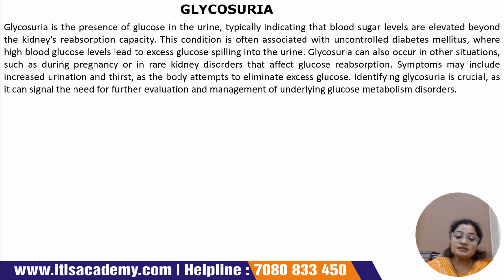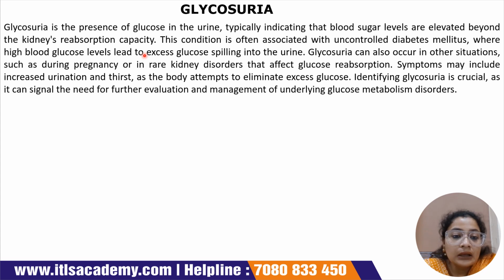Okay, and the next condition that we need to talk about is glycosuria. It is the presence of glucose in urine, typically indicating that blood sugar levels are elevated beyond the kidney's reabsorption capacity. So basically it's the same as proteinuria: in proteinuria we are referring to abnormal levels of protein in urine, and here we are referring to abnormal levels of glucose in urine. Glucose is supposed to be present in much lesser amount than protein in urine in normal conditions also. So glycosuria is equally alarming, or rather much more alarming than proteinuria.